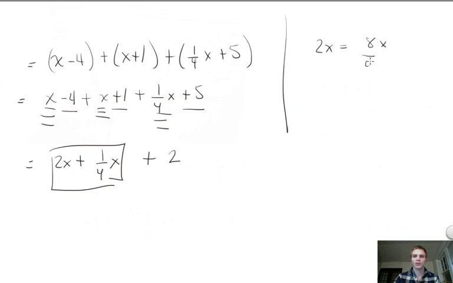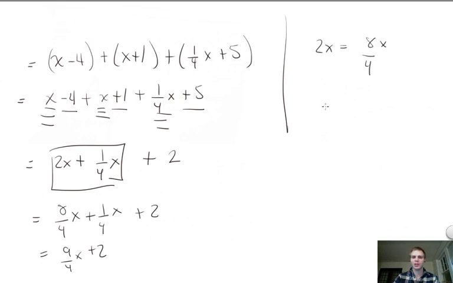8x over 4. 8 divided by 4 is 2, right? So these are actually equal quantities. So I can just write that here: 8/4 x plus 1/4 x. Now this is something I can add together. I can clearly see that this is something I can add. This is 9/4 x, and that's where that came from.